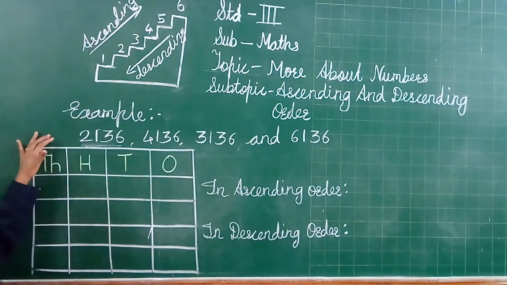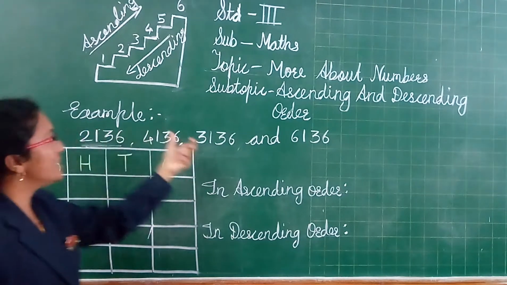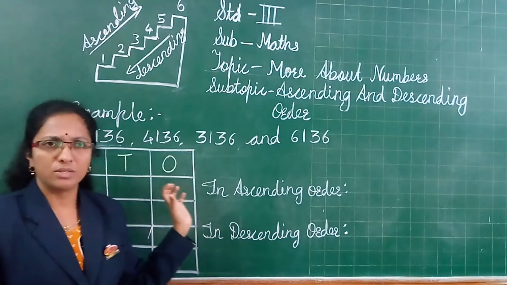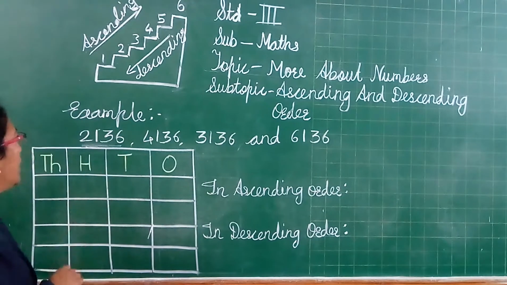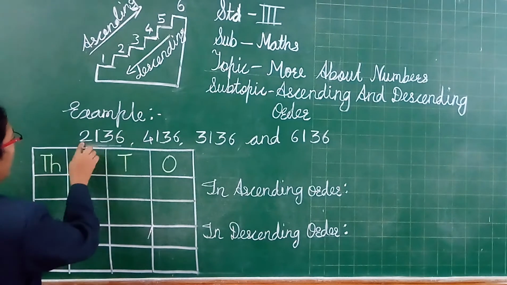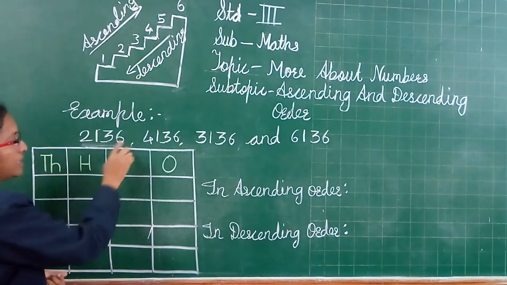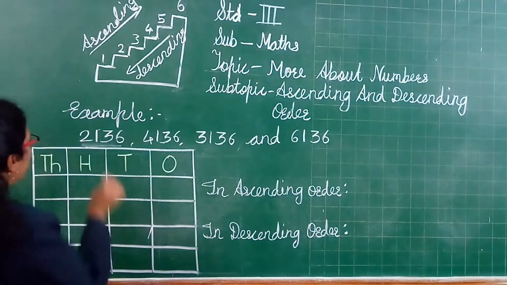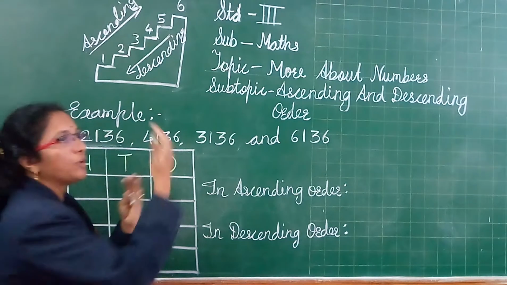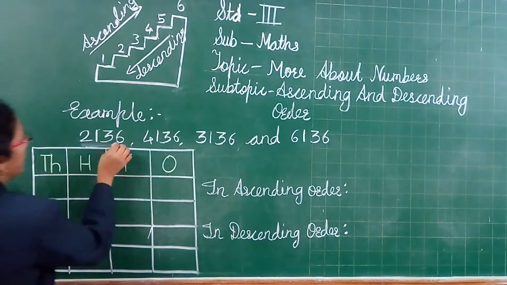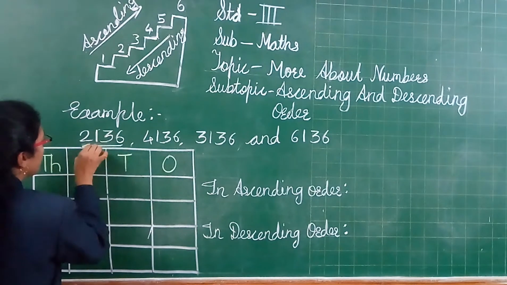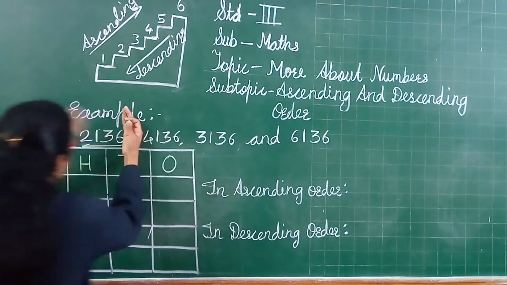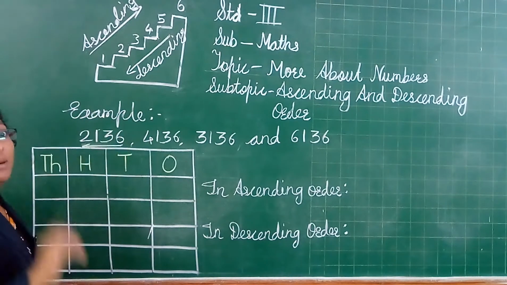See here, first we arrange all these numbers in a place value chart, because all these numbers are 4-digit numbers. So first we arrange in a place value chart. See here, first I take 2136. See here how to arrange the numbers in a place value chart. Look here. We always start from the right side to the left side. This is my right hand. Always we start from the right side to the left side by arranging the numbers in the place value chart.